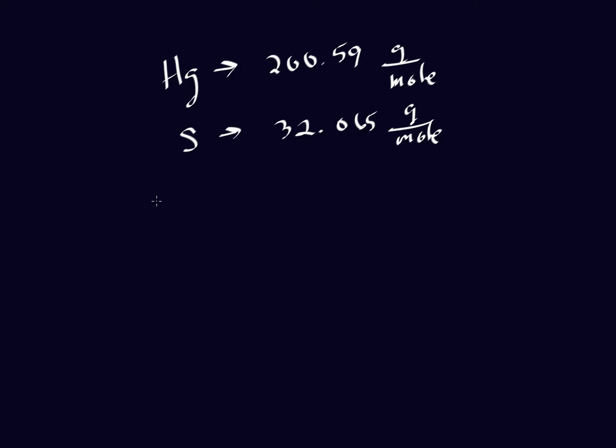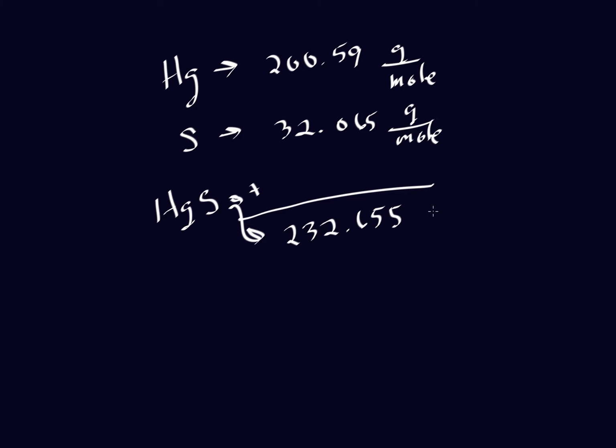So what about cinnabar, HgS? Well, we just have a 1-to-1 ratio of these. So we would just take the sum of those two things. So if we add those two together, we would get a number of 232.655 grams per mole. That's the molecular weight of cinnabar.